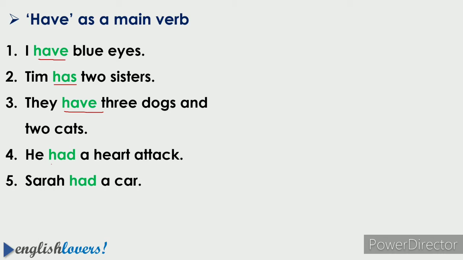In the next sentence, he had a heart attack. So here had is the past form of have, and it is the only verb. So we say that it is the main verb in the sentence. And in the last sentence, Sarah had a car. Here also had is the only verb, which is the past form of have, so it is main verb. So in all these sentences, the form of have, either it is have, has, or had from the past, functions as a main verb in the sentence.